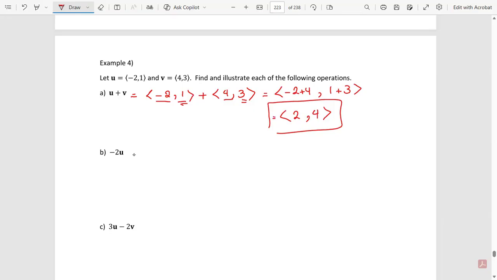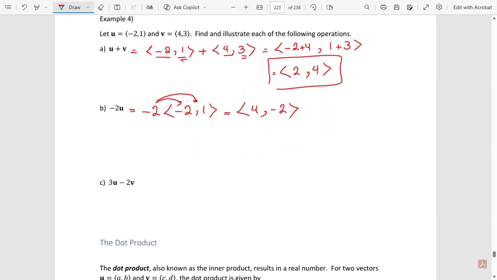Negative 2u. That means we want to do a scalar multiplication. We want to multiply negative 2 by vector u. When you want to multiply a number by vector components, you have to multiply it by both of the horizontal and vertical components. Multiply negative 2 by negative 2, which is positive 4. Multiply negative 2 by 1, which is negative 2. That's it.